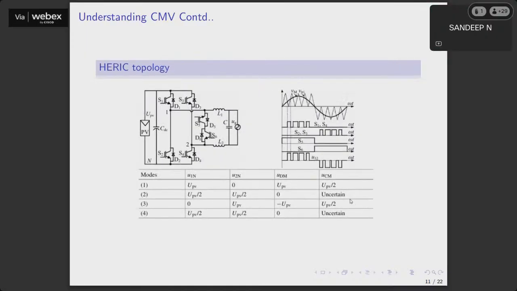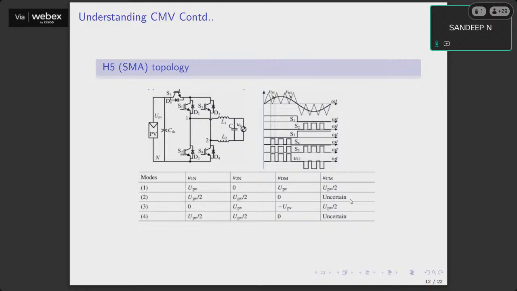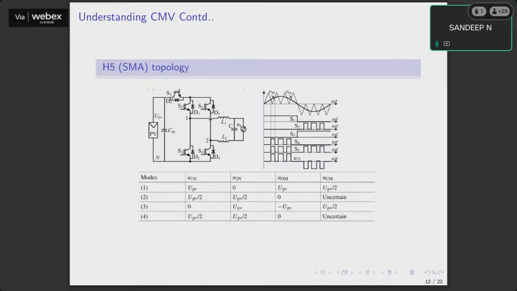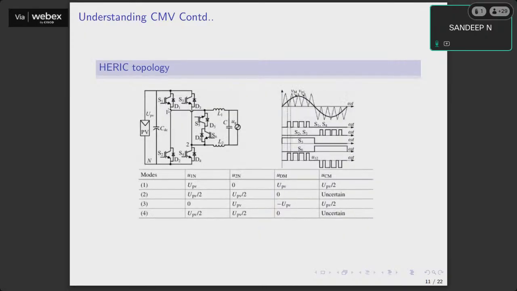And next is the H5 topology, which is also popular and has been commercialized by SMA. This H5 is the advanced or improved version of Herrick. What is happening here is the disconnection is done by only one switch, that is S5, connected on the DC side. The rest of the H bridge remains the same.